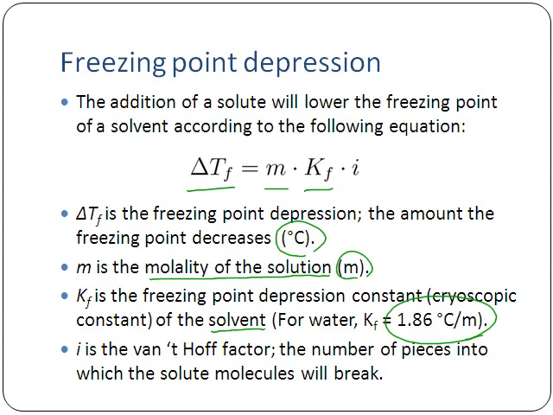If we are mixing into a different solvent, into alcohol or something else, then it would have a different value of KF than 1.86. But for water, it's 1.86 degrees Celsius per molal.